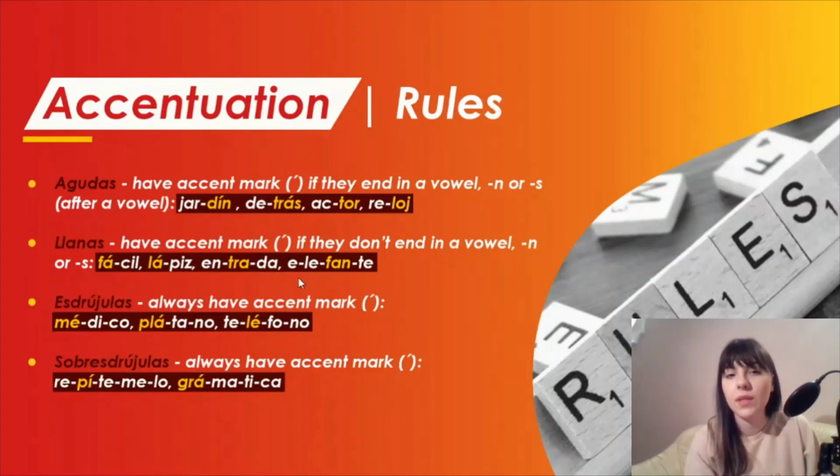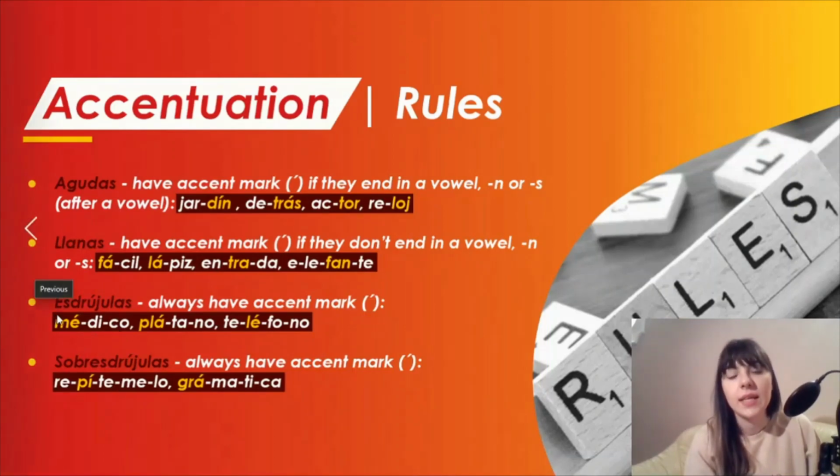And the last example is elefante. So the penultimate syllable is also the stressed one, but it ends in a vowel, so it doesn't have the accent mark. Let's go now to esdrújulas. Esdrújulas always have an accent mark. So let's see the examples.